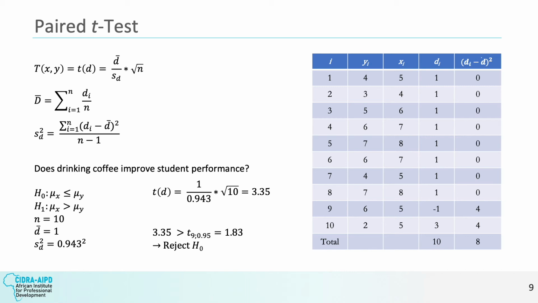The formula for calculating the test statistic of a paired t-test is the sample mean divided by the standard deviation multiplied by the square root of the sample size. For this sample, our test statistic is 3.35. We have 9 degrees of freedom, and with an alpha of 0.05, we find that our test statistic is greater than the value we would expect if drinking coffee made no difference in student performance. We can therefore reject the null hypothesis and accept the alternative hypothesis that drinking coffee in the morning makes students perform better.